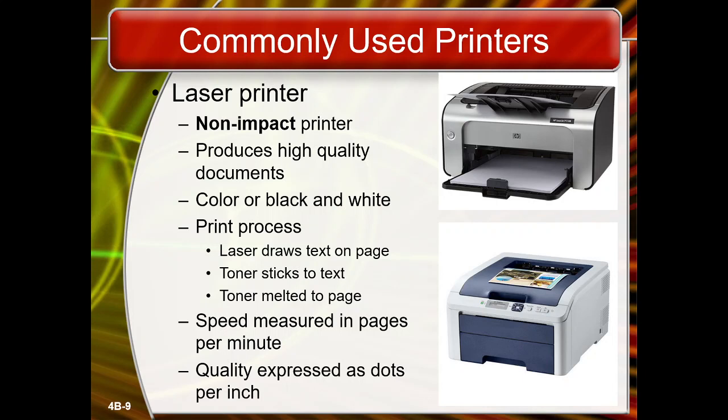Next we see what a laser printer is. These are very commonly used nowadays. These are also non-impact printers and they produce high quality documents. They are noiseless and usually black and white, so the ink is black and they print on white paper. As far as the printing process is concerned, the laser draws text on the paper, the toner sticks to the text, and the toner is melted to the page. Speed of a laser printer is measured in pages per minute, how many pages it prints in one minute, and quality is also expressed in DPI.